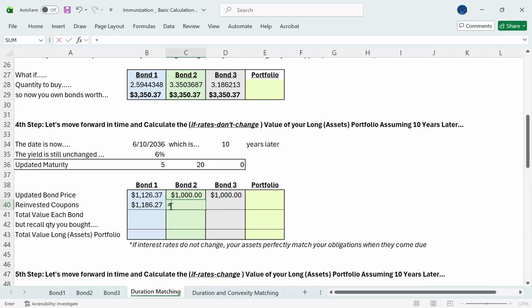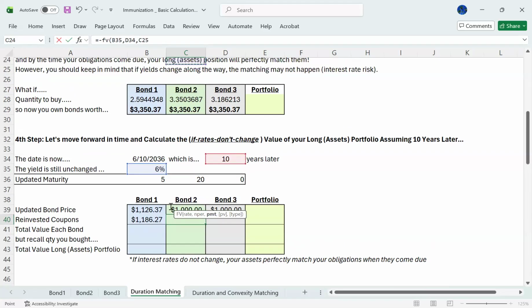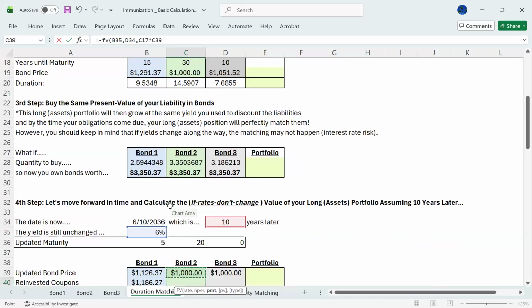Let's do the same for bond 2. So I would do minus FV. The rate is 6%. Number of periods is 10. Then the payment of bond 2 is 1,000 times 6%.